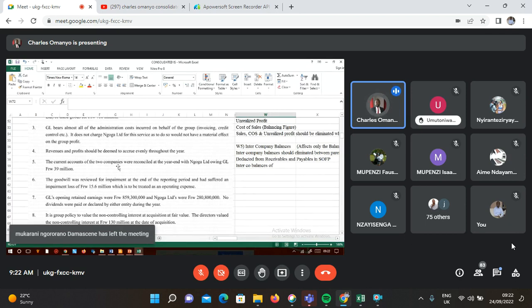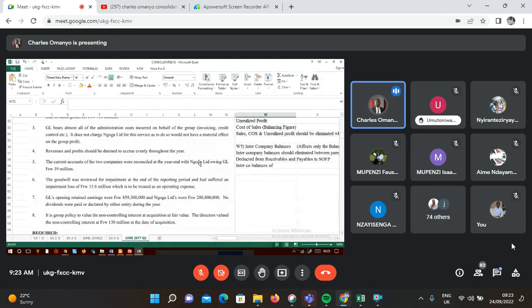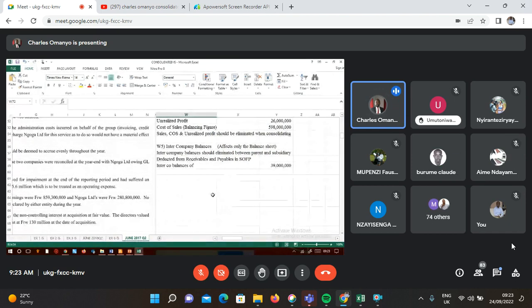I'm again repeating, the current account of the two companies were reconciled at the year end with Ngonga Limited owing GL 39 million. So which means Ngonga had some payables of 39 million, which they were owing GL. And GL also had some receivables of 39 million, which they were being owed by Ngonga. So that is called intercompany balances. But let me not explain much on that because it is one of the subtopics I'll come back to.